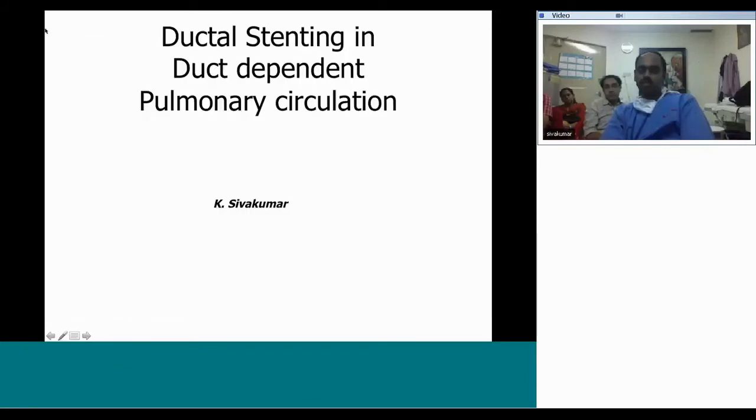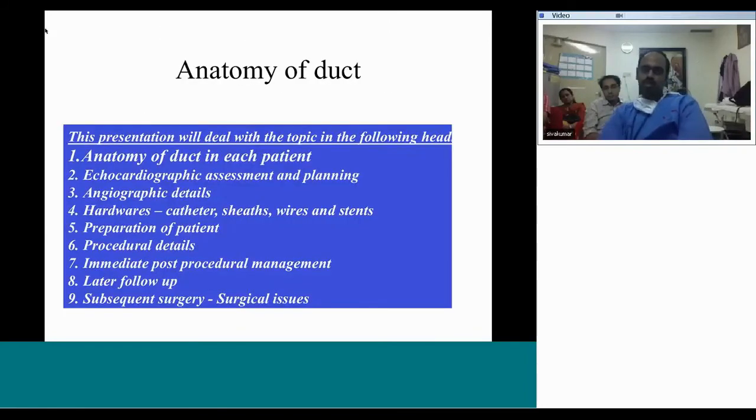So this is about atrial septal stenting. Now let us go on to another area called ductal stenting. Ductal stenting can be done in duct-dependent pulmonary circulation or duct-dependent aortic circulation. So let us now talk about duct-dependent pulmonary circulation. We need to understand the anatomy of the duct. I'll go into each one of these.